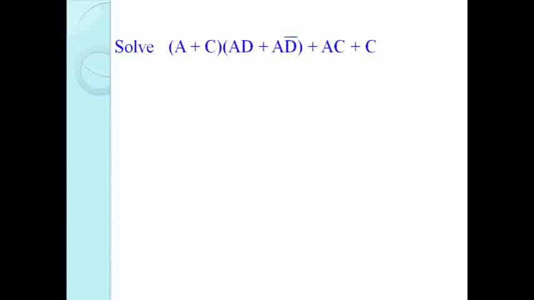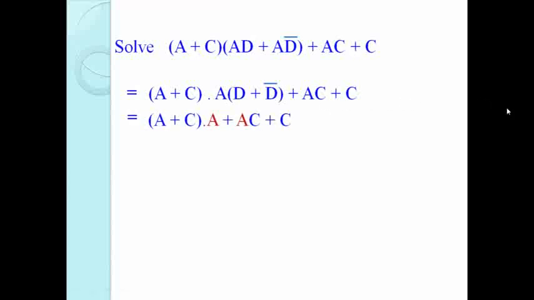So we take one more problem: (A plus C) into (AD plus AD bar) plus AC plus C. This is a complex equation, and by using Boolean's law, we reduce it. We take A common from those two terms, so it becomes A(D plus D bar) plus AC plus C. And D plus D bar is 1.